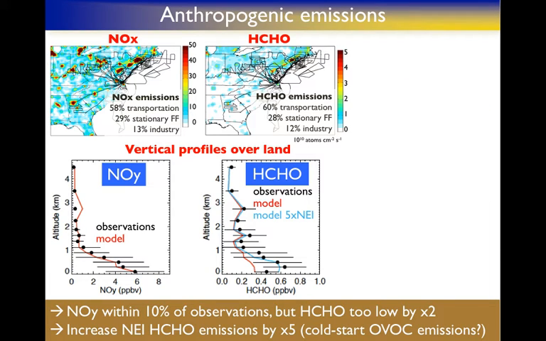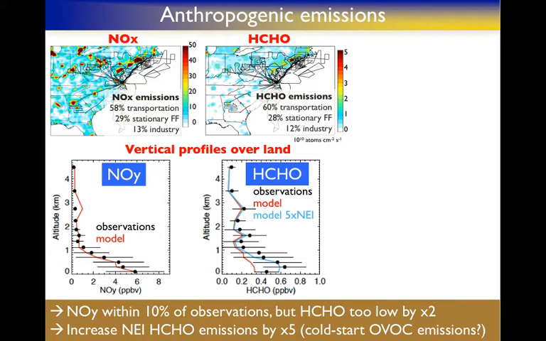If we look at NOy profiles that were observed in black and the model in red, we see remarkably good agreement. So that gives us confidence in terms of the NOx emissions over the Northeast US in the wintertime. However, when we look at formaldehyde, here we see that the model is about a factor of 2 too low.